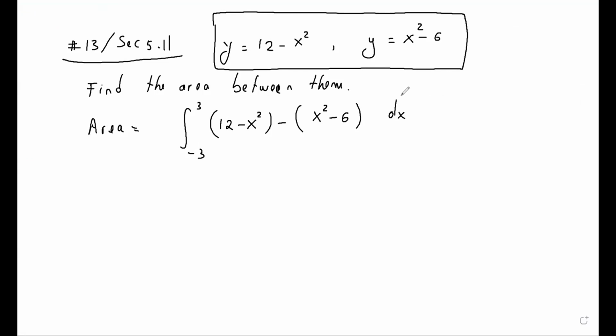Now this area here is a very simple integral. In fact, if you want, you can start by simplifying a little bit here. So negative 3 to 3. Let's say negative x squared minus another x squared is negative 2x squared. Collect the like powers, folks. And then there's 12 minus negative 6, which would be plus 18. That's going to be that dx.